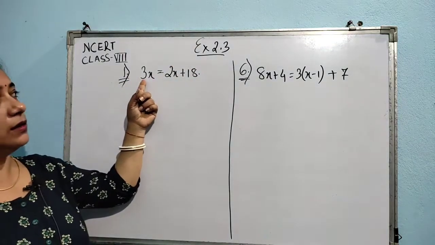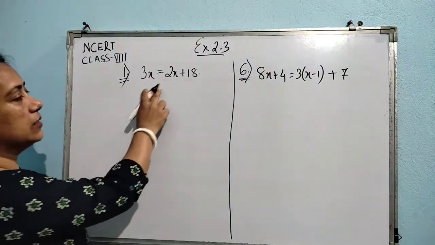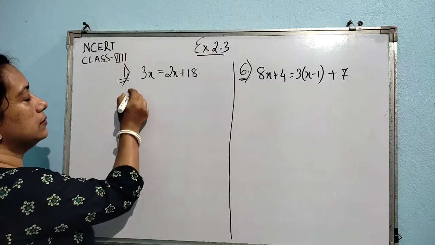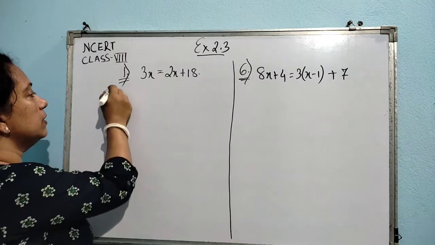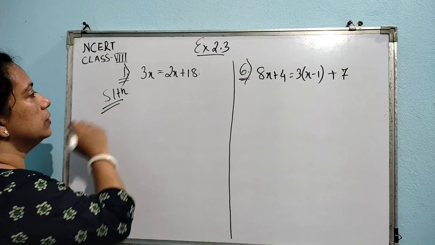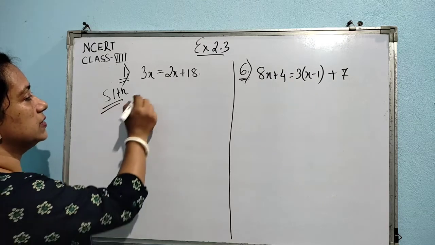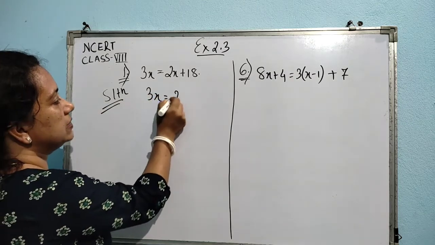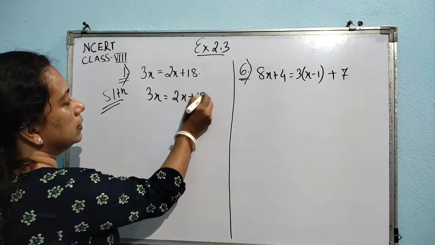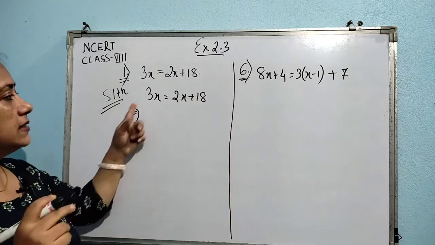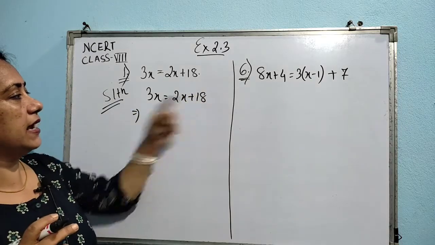So I have taken the first question, 3x equal to 2x plus 18. By this time all of you have learnt how to solve equations very nicely. So this is quite easier for all of you. See here, 3x equal to 2x plus 18.